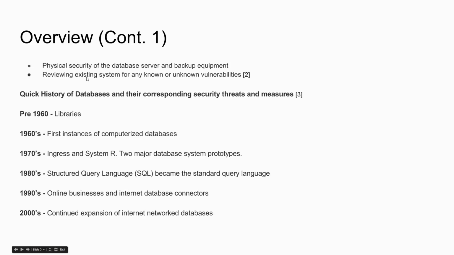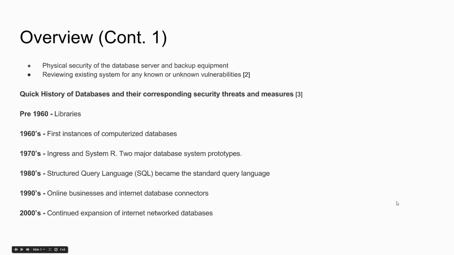Another one would be reviewing the existing system for any known or unknown vulnerabilities. This is important, and it's a given. You constantly want to be reviewing your system and making sure that there aren't any known vulnerabilities that you have just going for yourself. You don't want that.